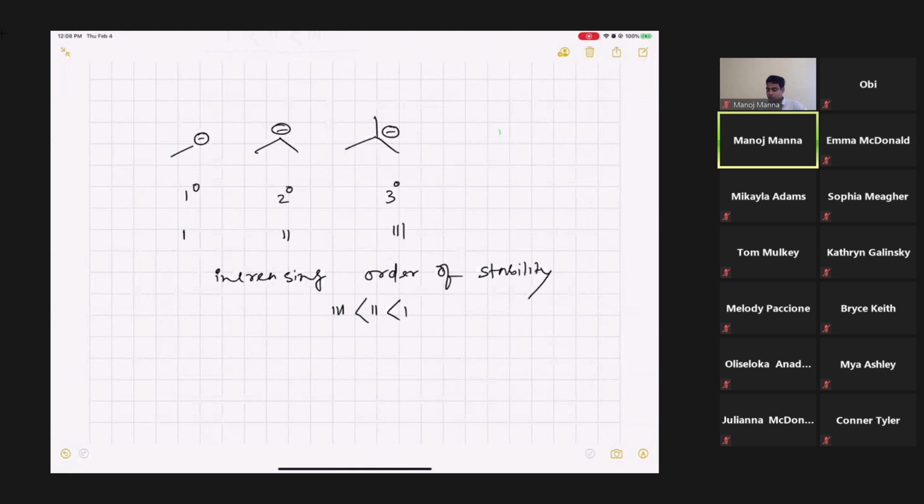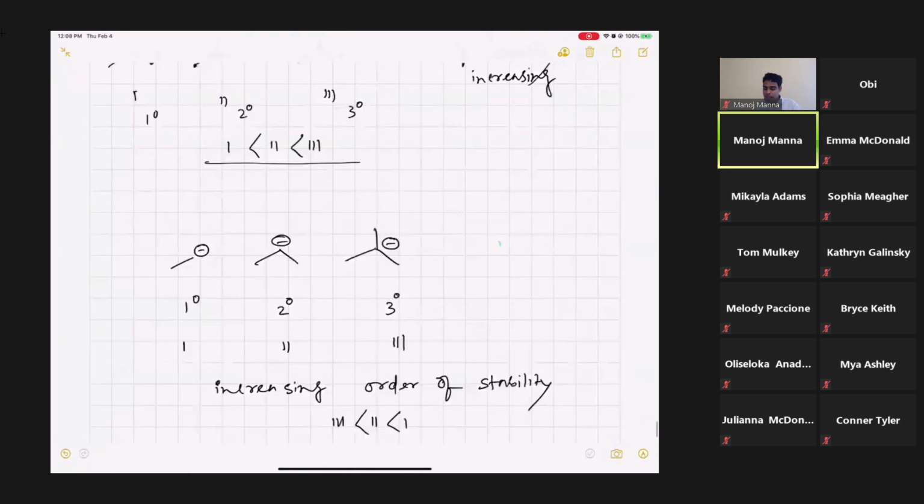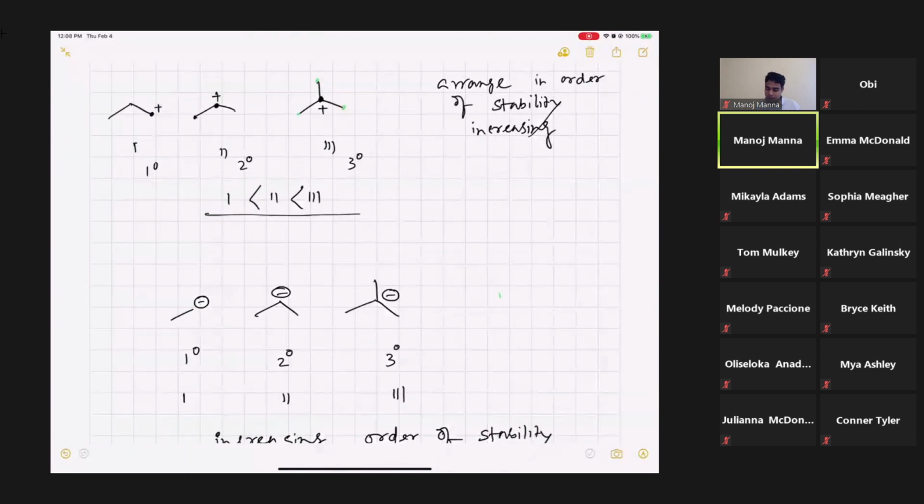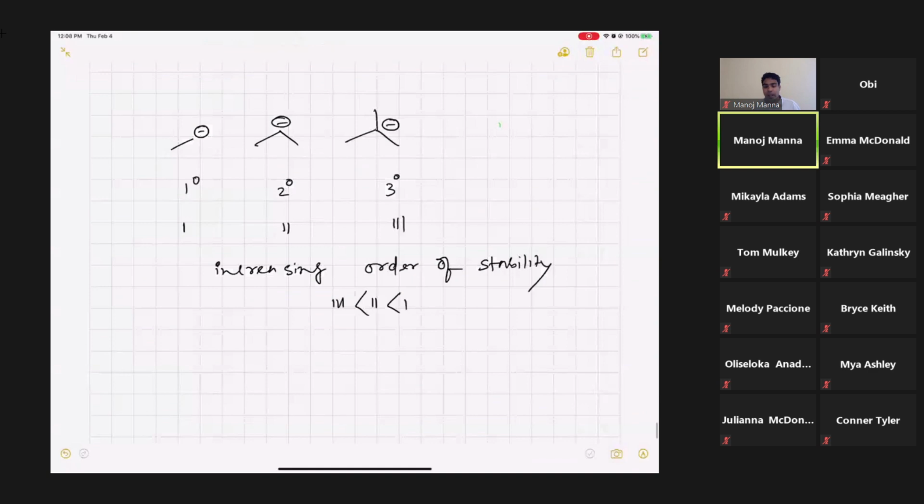You already told that this is the order of stability, but we can see this is the opposite order, right? Here 3 degree was more stable, but here 3 degree is less stable. The stability order is opposite. The question is why, and how will you explain? Anyone want to try? Very logical. Okay, I'll give you some clue.